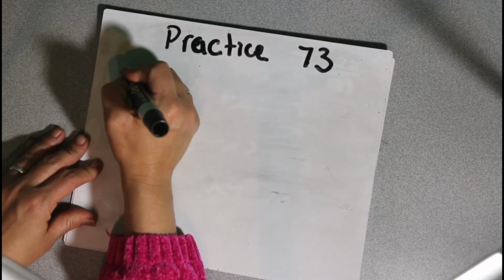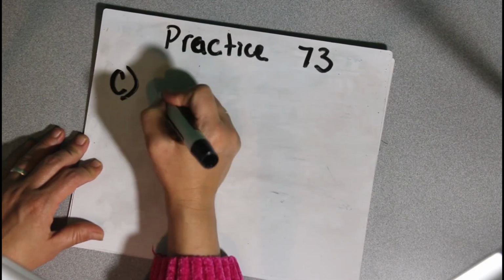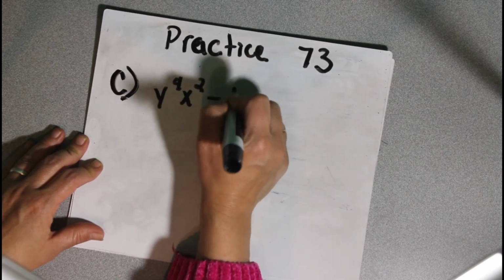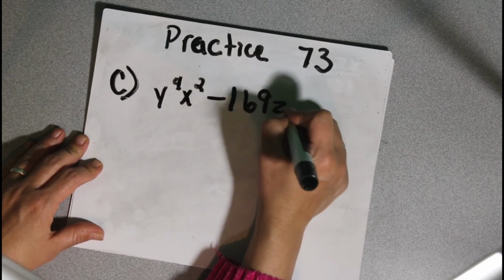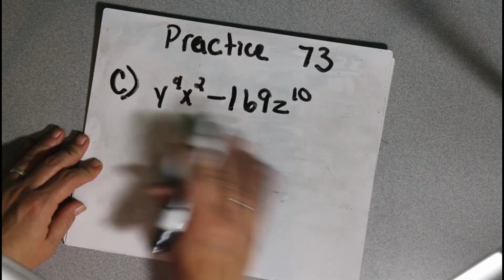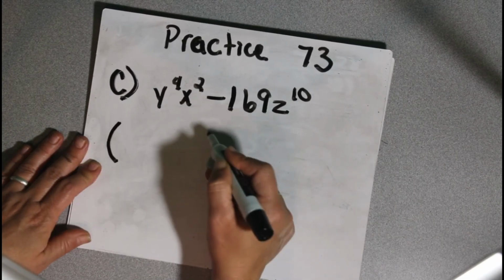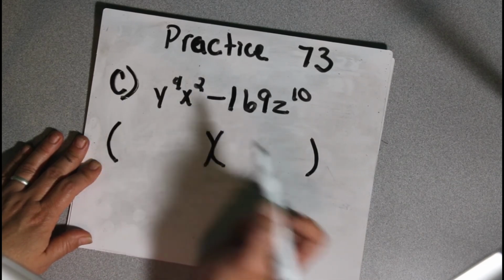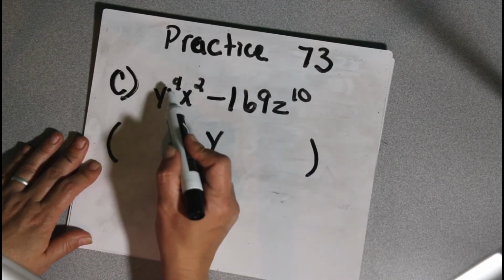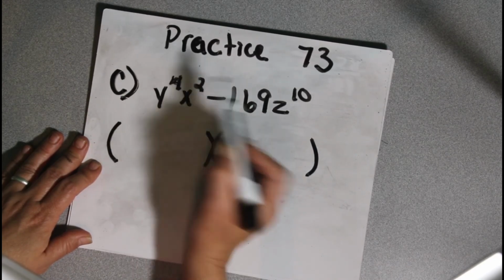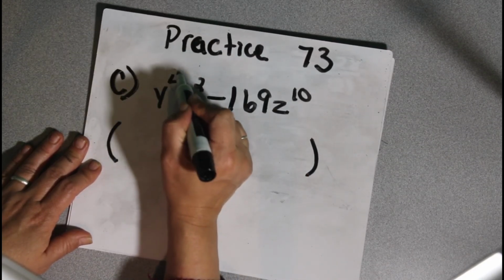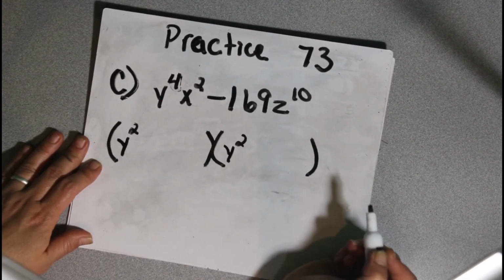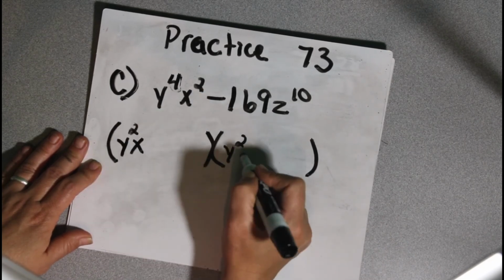Okay, C. C is y to the 4th x squared minus 169z to the 10th. Alright, that's in the right order, so we're just going to look at each one at a time. First, the first term, y to the 4th. Remember, when we're finding the square root of a higher power variable, all we have to do is cut that power in half. If this is 4, we cut it in half and get 2. So y squared. X squared would just be x.